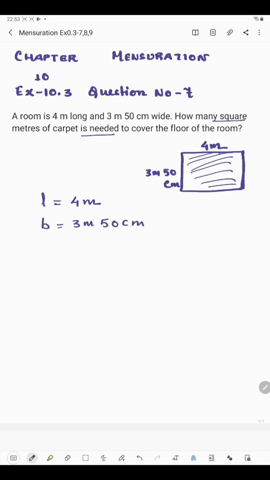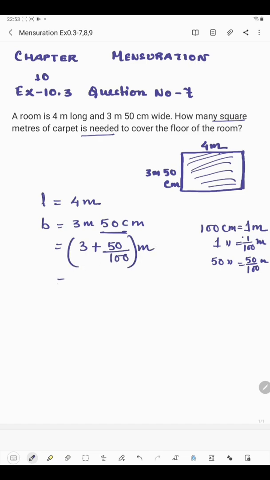So here we have two different units, so we will have to make them the same. So 3 meter will remain the same. We'll just convert 50 centimeter to meter. Now we know that 100 centimeter is equal to 1 meter. So 1 centimeter is equal to 1 by 100 meter and 50 centimeter will be 50 by 100 meter. So to convert from centimeter to meter, we need to divide by 100. Now here 3 will remain the same. Now here we have 2 zeros, so we will have to put the decimal after 2 digits.